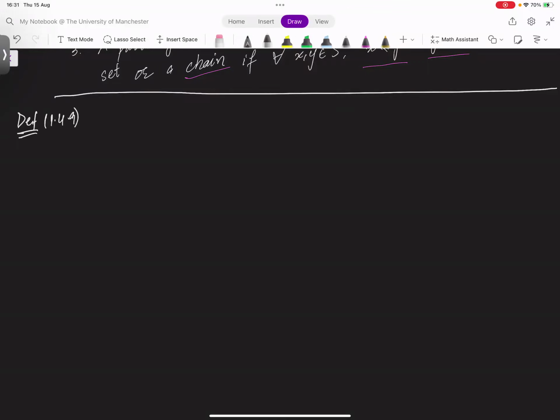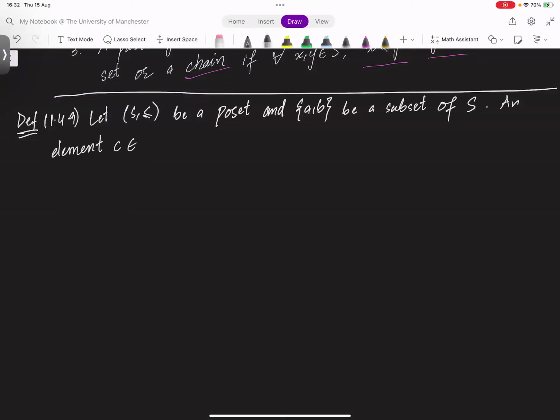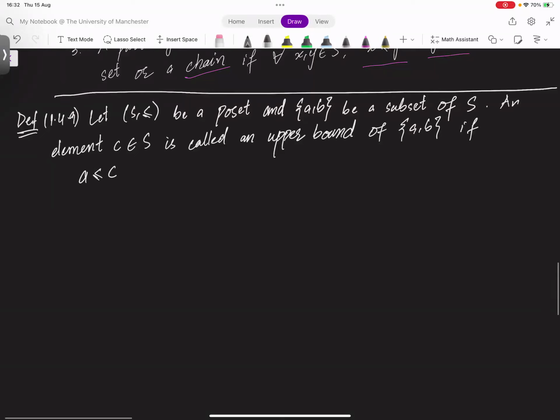Definition 1.4.9. Let S be a poset and let the set {A, B} be a subset of the set S. Now, an element C inside the set S is called an upper bound of this subset of S if the condition is A is less than or equal to C and B is less than or equal to C.